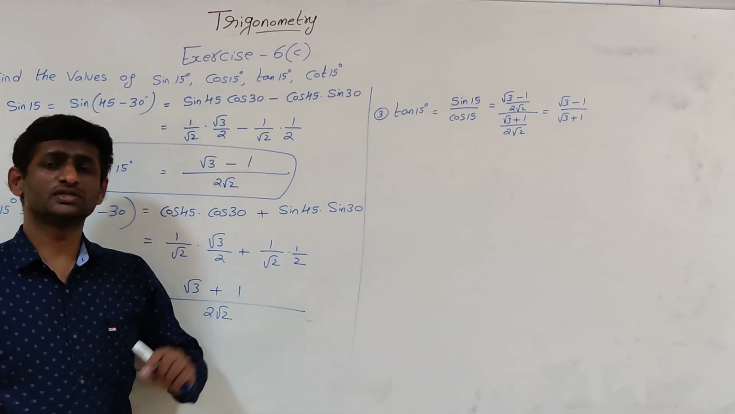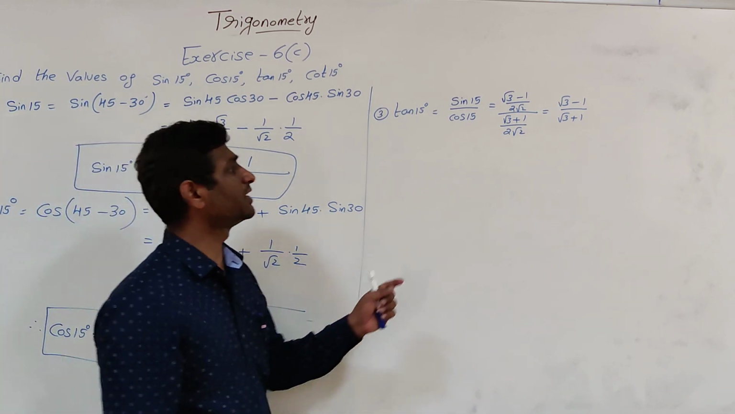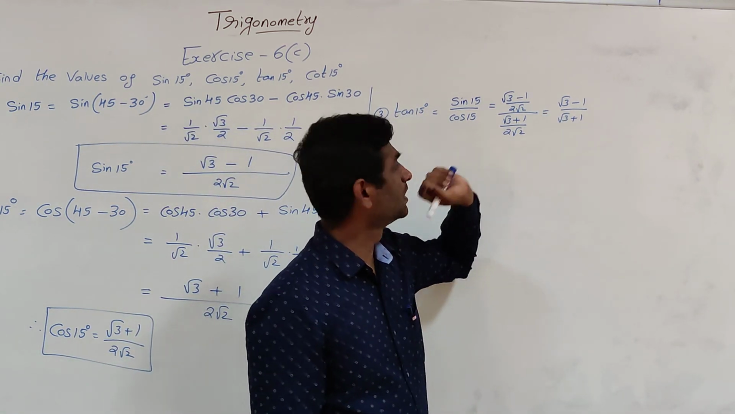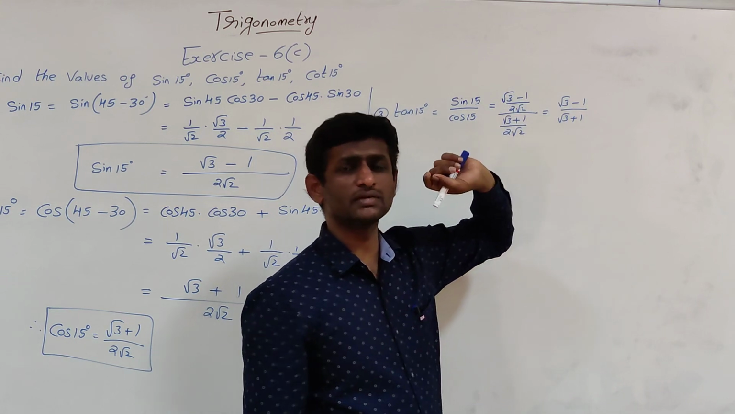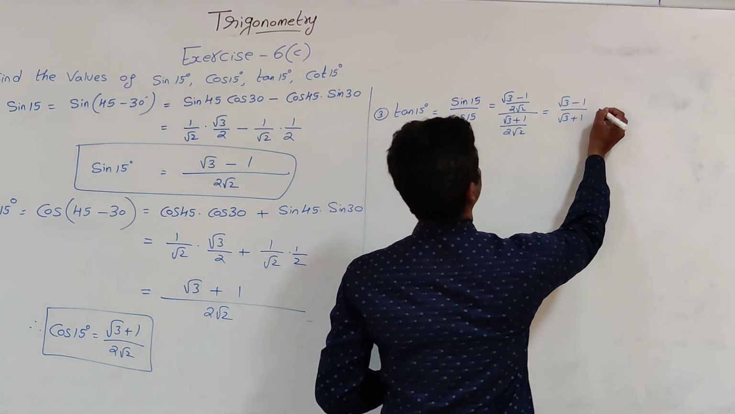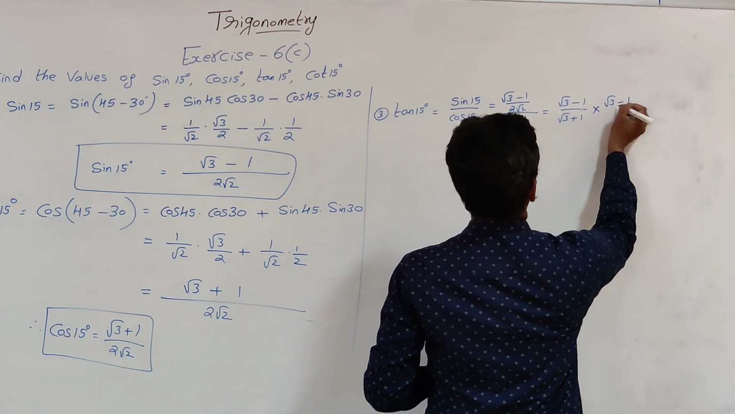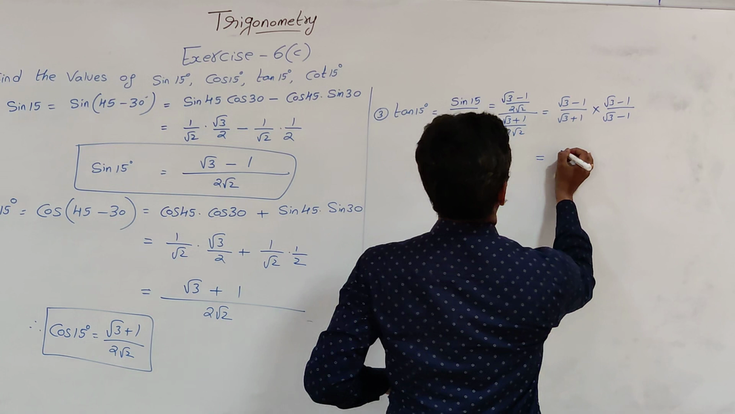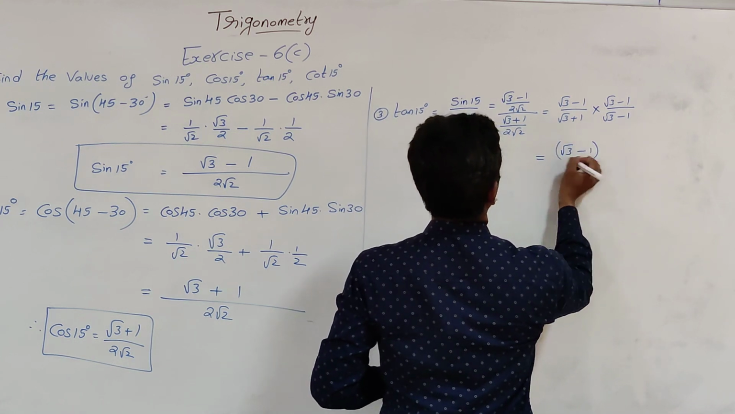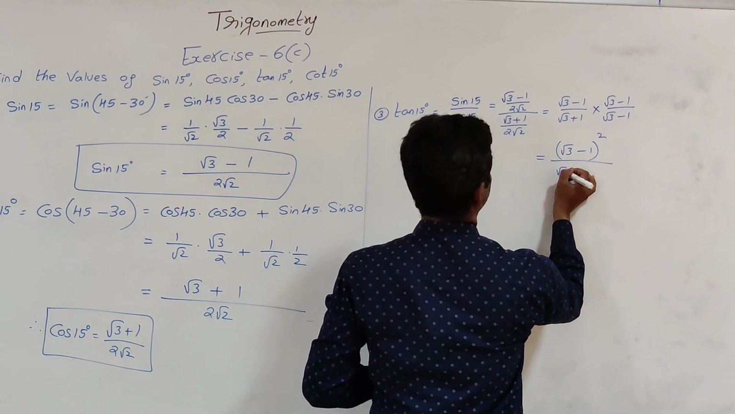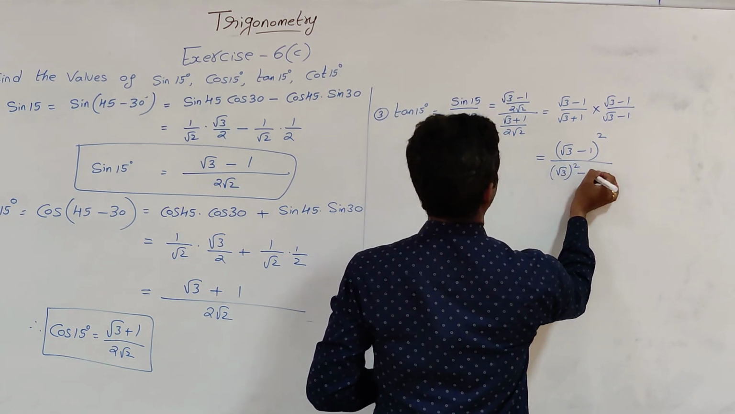We can go for further simplification by going with the rationalizing factor of the denominator. As the denominator is root 3 plus 1, the rationalizing factor will be root 3 minus 1. So root 3 minus 1 by root 3 minus 1. What it gives? Root 3 minus 1 whole square by a plus b into a minus b, a square minus b square, root 3 whole square minus 1 square.